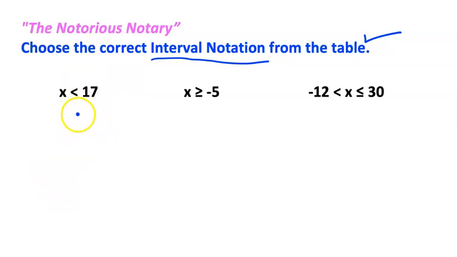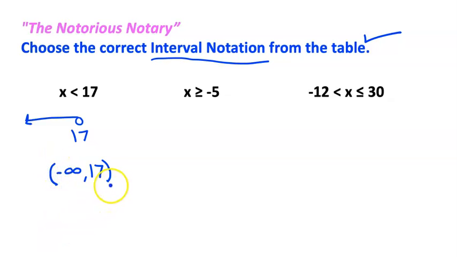So I actually like to do a quick mini graph, and that helps me do the interval notation. So we have x is less than 17. So here's a 17. Open circle on 17, and it's less than. Okay, so what does that mean? That means 17 would be our right endpoint, and if it's an open circle, less than, it has a soft bracket, and this goes off to negative infinity, so I'm going to do the negative infinity symbol right here. And then infinity symbols always have a soft bracket.